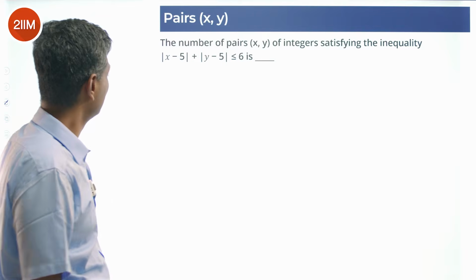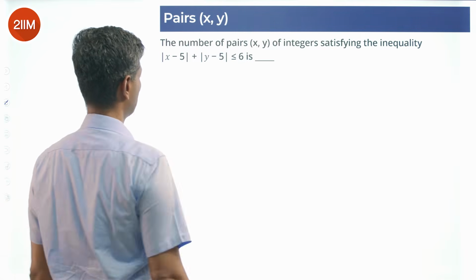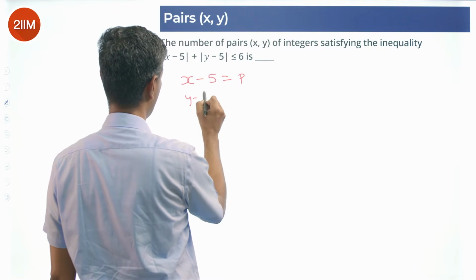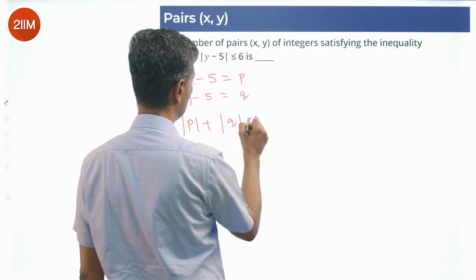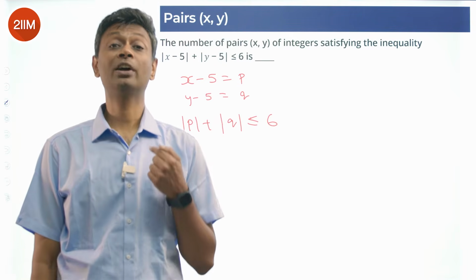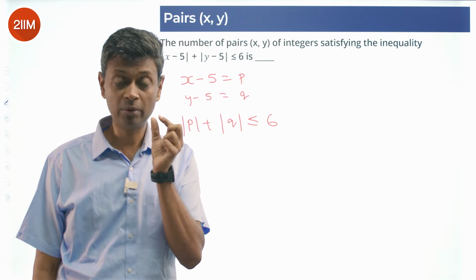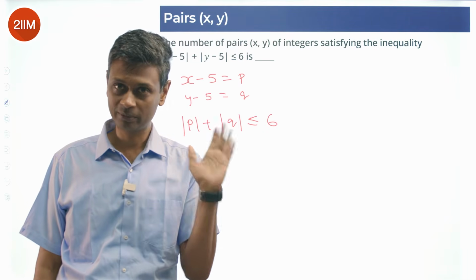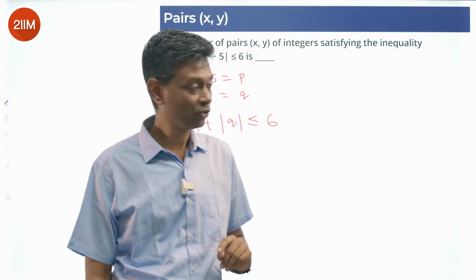The number of pairs x comma y of integers satisfying the inequality modulus of x minus 5 plus modulus of y minus 5 less than or equal to 6. First of all, I'm going to put x minus 5 equal to p, y minus 5 equal to q. Solve for mod p plus mod q less than or equal to 6. Simpler. For every value of p, I'll get a corresponding value of x. Every value of q, I'll get a corresponding value of y. So for every p comma q, there is exactly one set of x comma y. If I solve for this and find the number of solutions of p comma q, I'll get the same thing for x comma y.